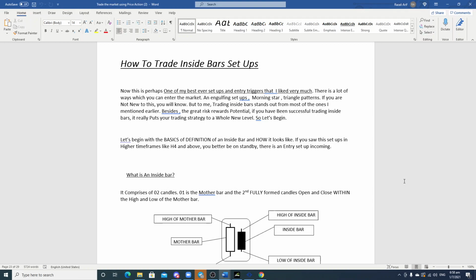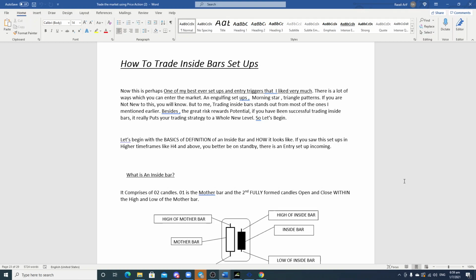But the most important aspect of inside bar trading, or whatever setup that you take, is that you have to practice and back test it. The most important aspect of trading is really practice, because trading is a practical market. That means you have to get your hands dirty. So let's just move on with this.